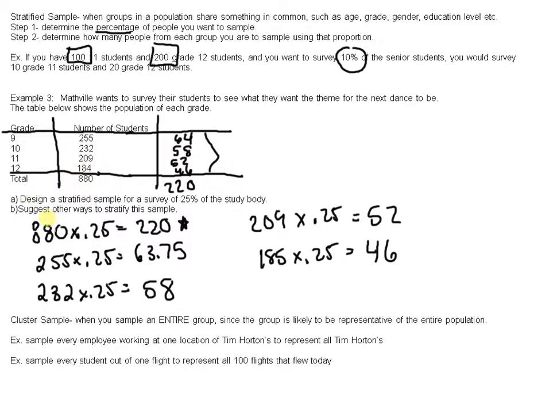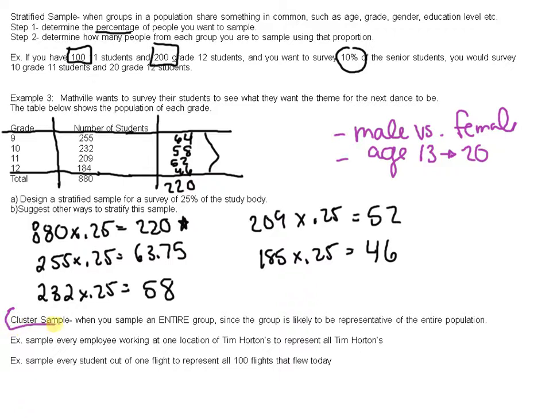Okay, suggest other ways to stratify this sample. Okay, we could break it up into male versus female. Okay, we could also break it up into ages, because remember, some people still start high school when they're 13, and then some people don't leave high school until they're 20, for example, right? Yeah, those are two additional ways that we could stratify this. And then we could take a certain percentage of both of those.